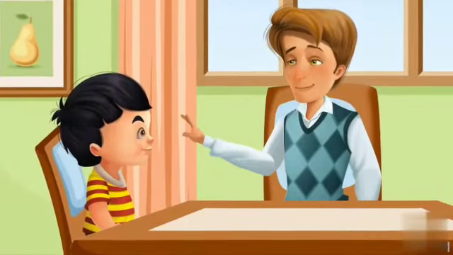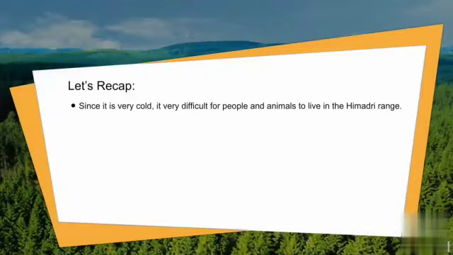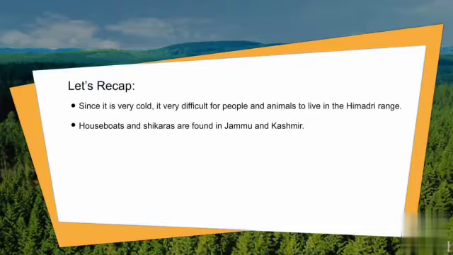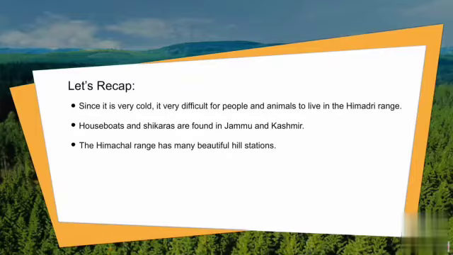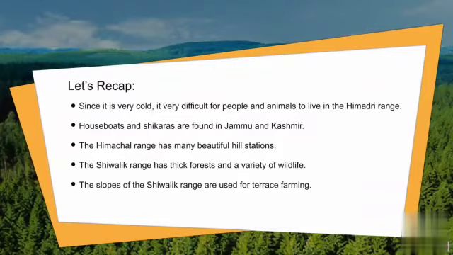Now, do you understand how the people live in these regions? Yes, Dad. Let's recap. Since it is very cold, it is very difficult for people and animals to live in the Himadri range. Houseboats and shikaras are found in Jammu and Kashmir. The Himachal range has many beautiful hill stations. The Shivalik range has thick forests and a variety of wildlife. The slopes of the Shivalik range are used for terrace farming.